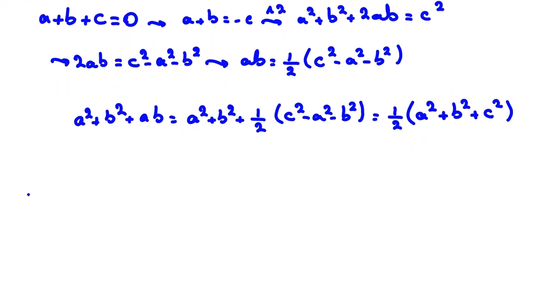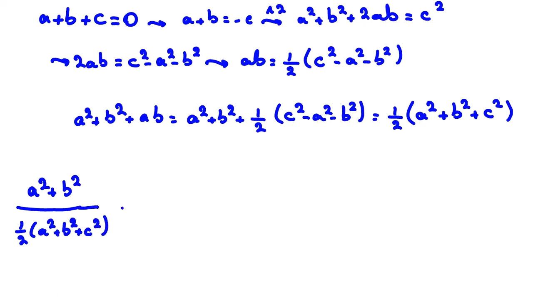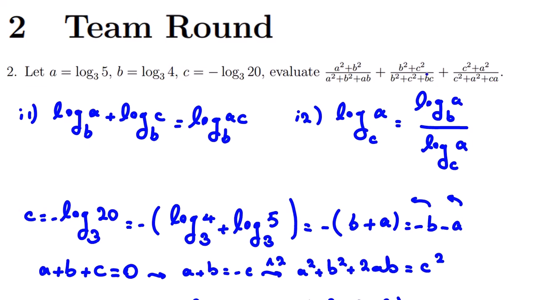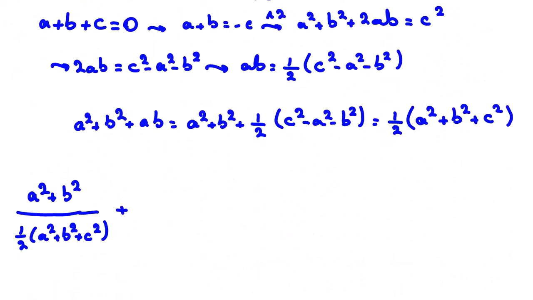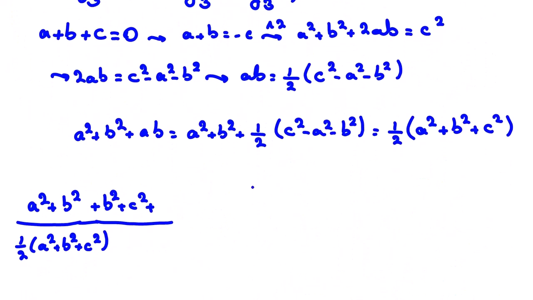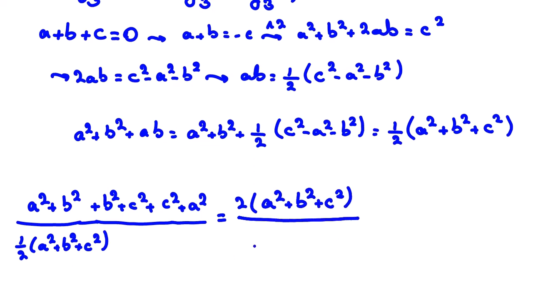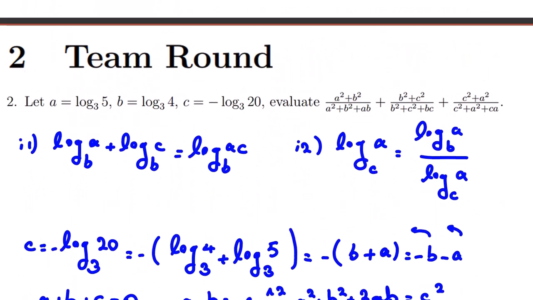So it will be a squared plus b squared over, let's write here first, this 1/2 a squared plus b squared plus c squared, plus, because other denominators are same, if you use common denominator, we can only write numerators, b squared plus c squared, plus c squared plus a squared. So it will be 2 times a squared plus b squared plus c squared over 1/2 a squared plus b squared plus c squared. If you cancel these things, if you multiply both numerator and denominator by 2, it will be 4. So the answer is 4 for this problem.